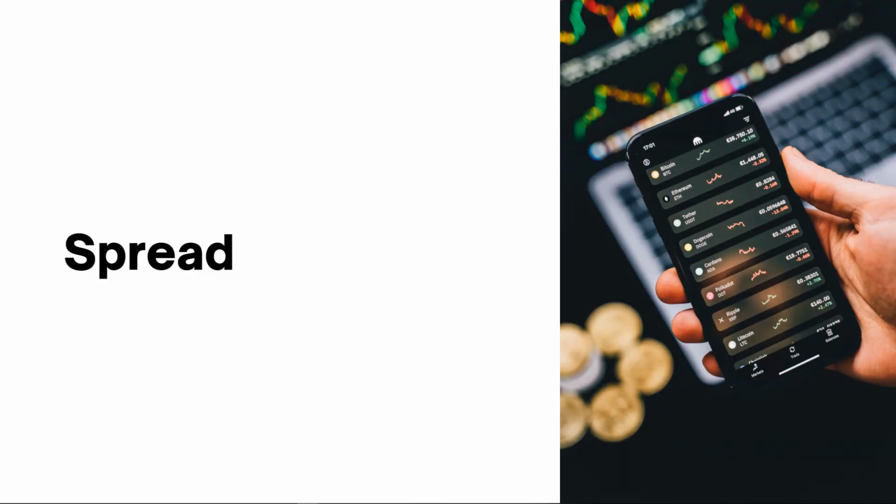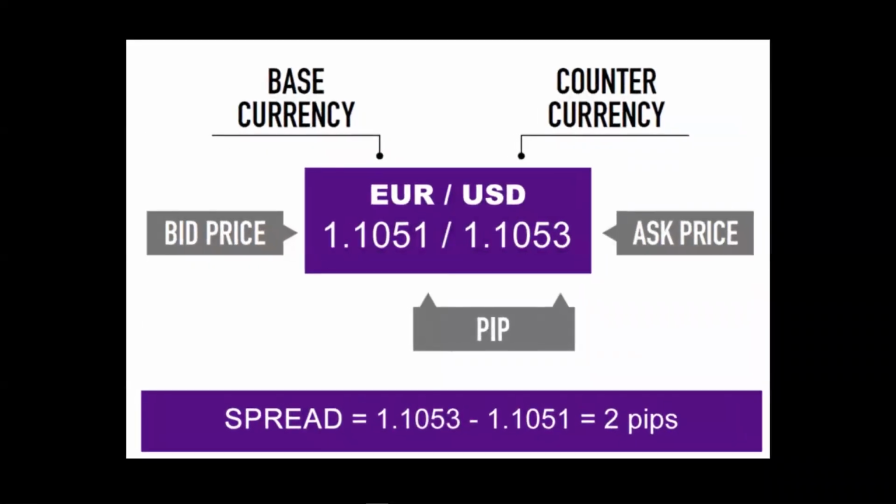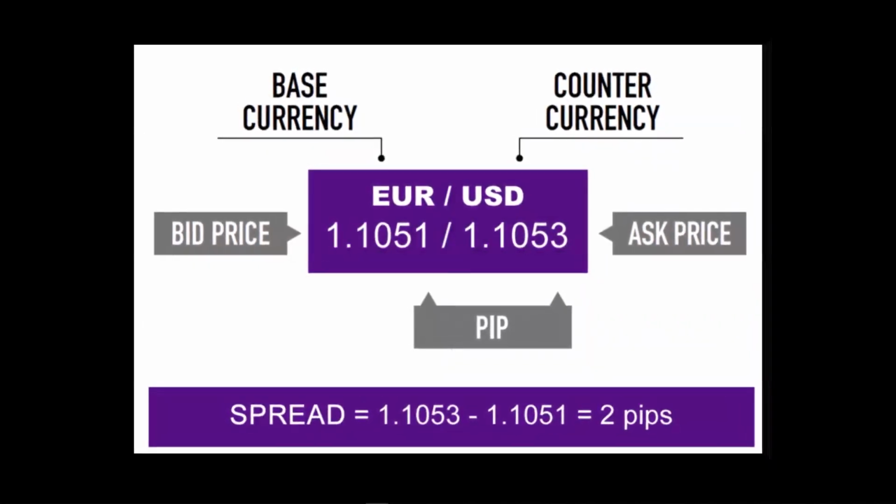In this section, we're going to learn about spread. The spread is simply the difference between the buy and sell prices quoted for a forex pair, otherwise known as bid and ask, respectively. Like many financial markets, when you open a forex position, you'll be presented with two prices.